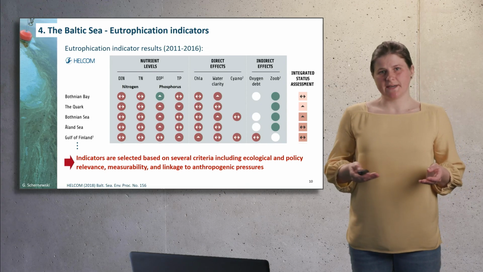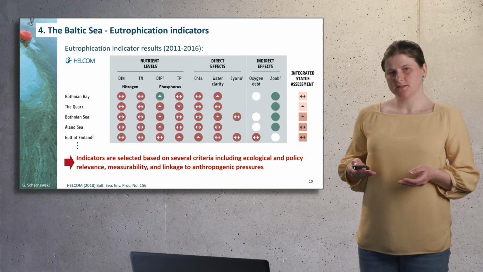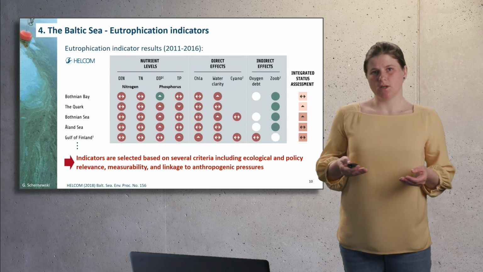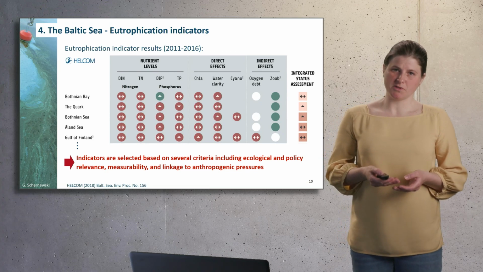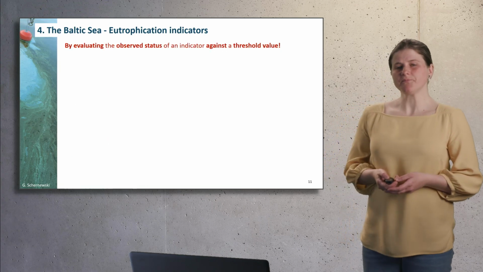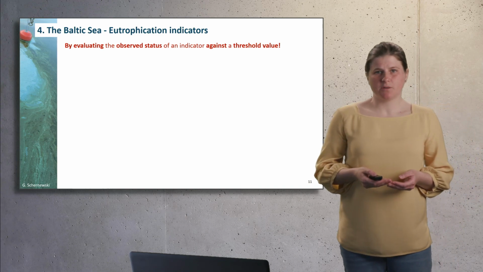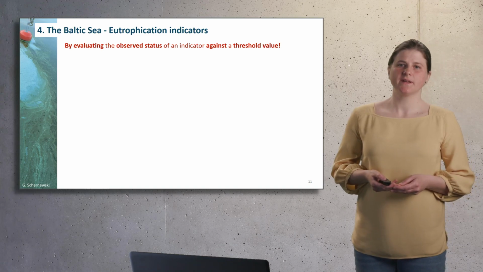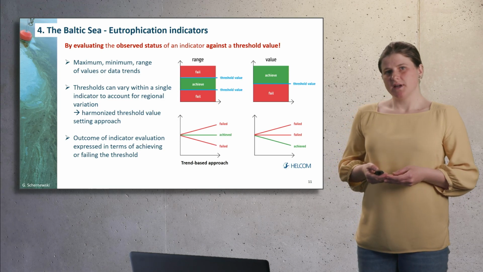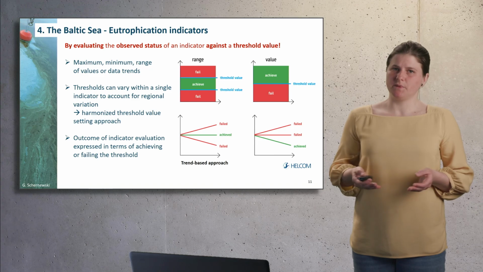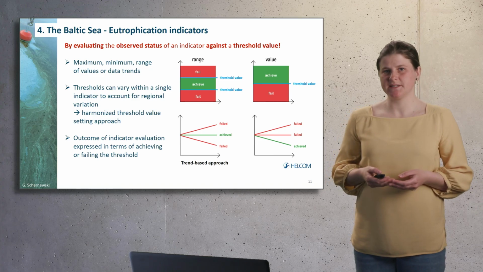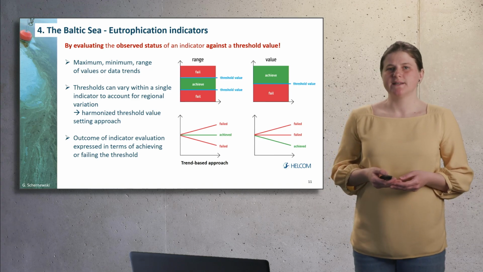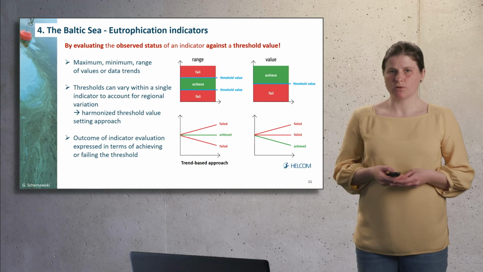Now having a look again at the indicator assessment results, how do we actually know if a good status for an indicator was achieved? By evaluating the observed status of an indicator against a threshold value. Threshold values can be a range or maximum-minimum values, as been indicated in the upper graphs, as well as data trends, as shown in the lower graphs.